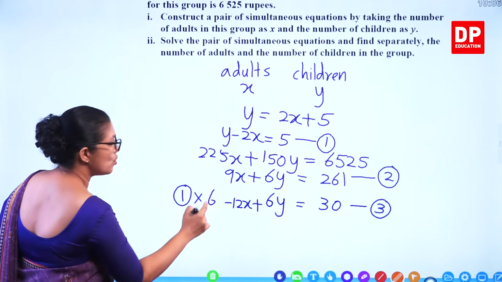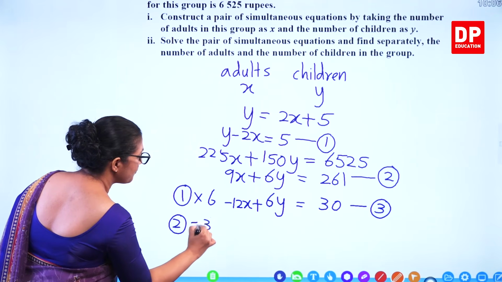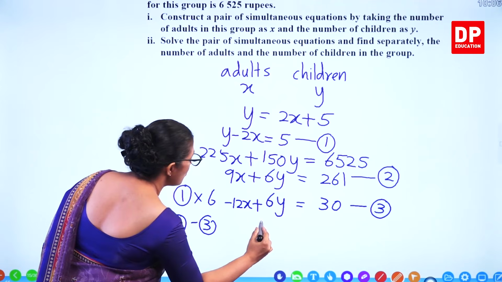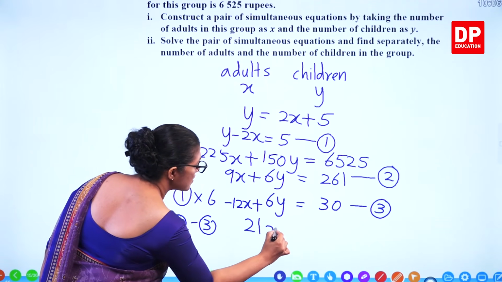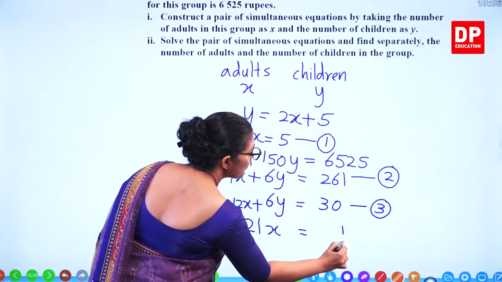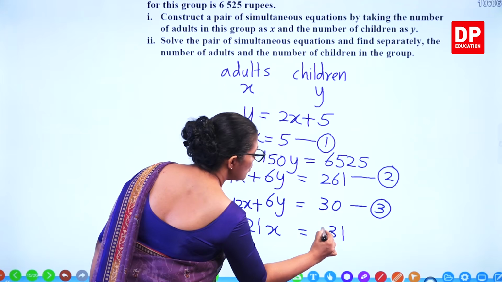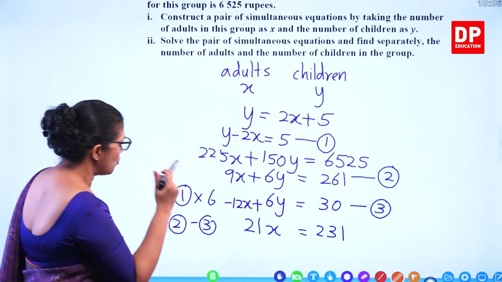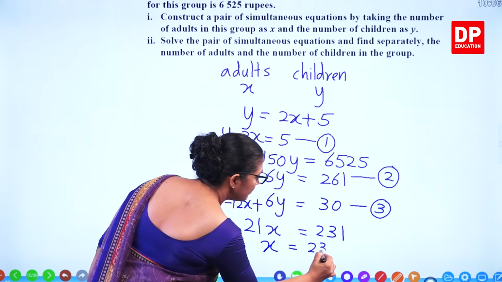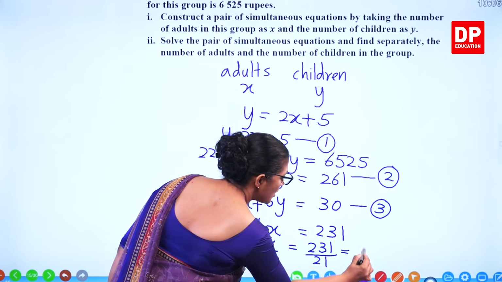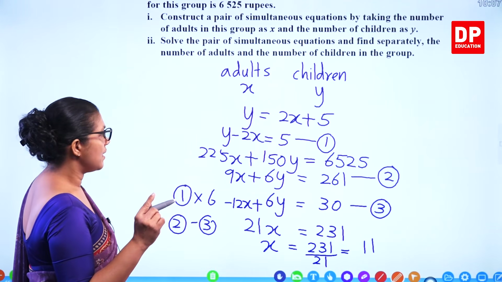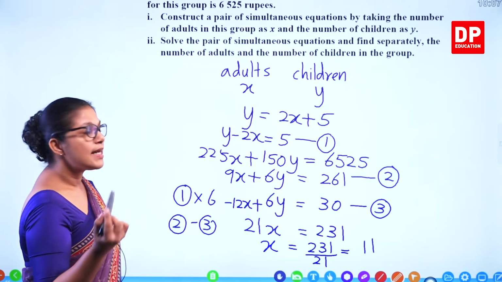So you can do 2 minus 3. 9 minus, minus 12 becomes 9 plus 12. So you get 21x is equal to this one. The 6y get cancelled out and subtract these two, 261 minus 30, 231. So what is x? Divide by 21. You get 21 times 1, 21, again 1. So x is 11. That means 11 adults are there.